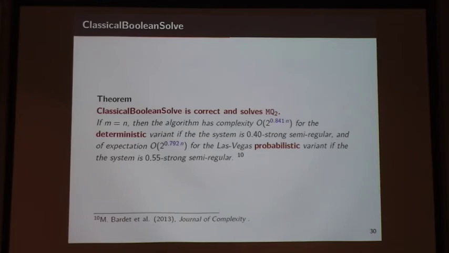So classical Boolean solve does solve the multivariate quadratic problem. And the deterministic variant has this complexity, and the probabilistic variant has 2 to the 0.792 n. This has some assumptions on the semi-regularity of the system, but these assumptions aren't very strong. Most systems are appropriately semi-regular.